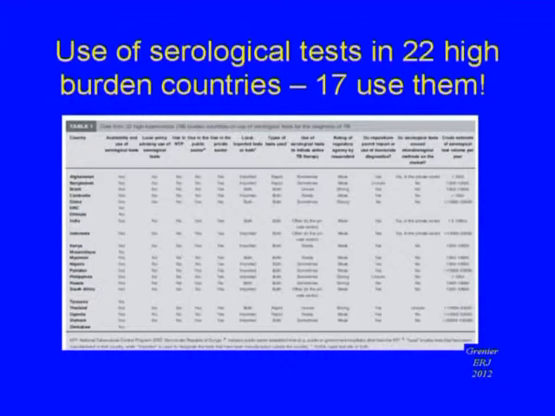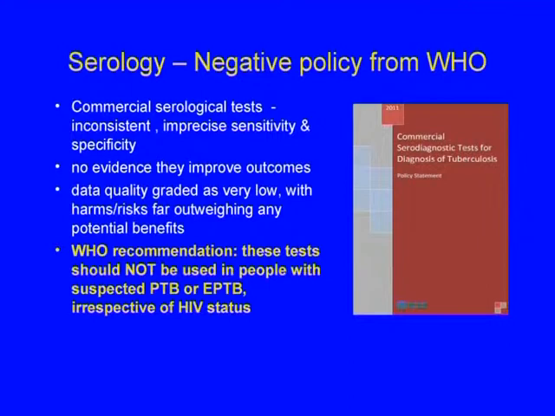And last year, the WHO published the first ever negative policy on serological tests, strongly recommending against their use because they perform very poorly. They have very imprecise sensitivity and specificity, and their harms and risks far outweigh any potential benefits. So the answer is serological assays are currently not to be used. There is ongoing work in the development of serological assays, and maybe in time we will have a better serological assay, but for the moment the commercially available ones are useless.